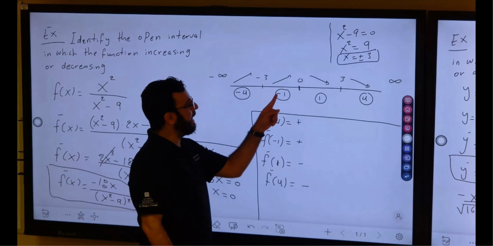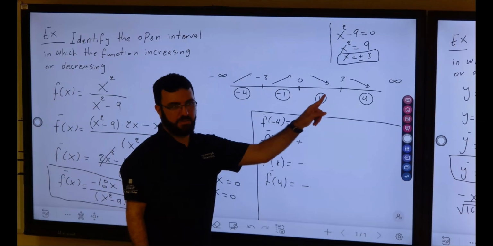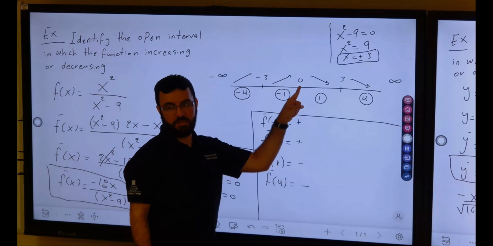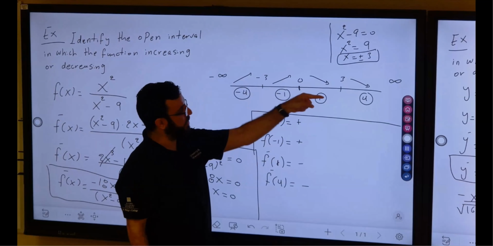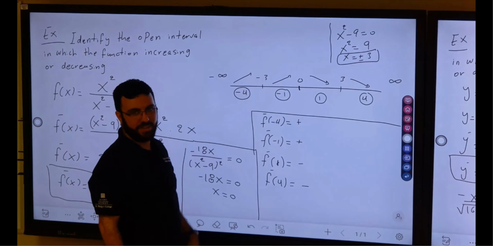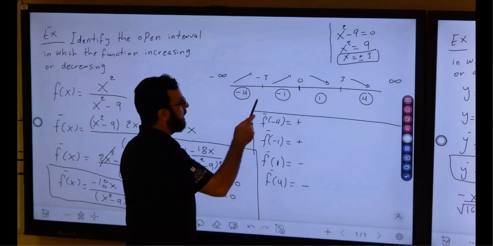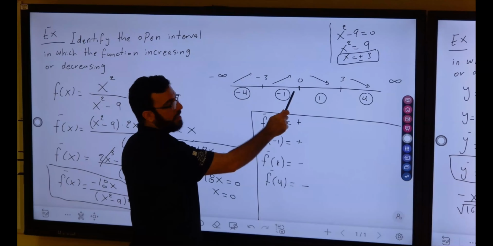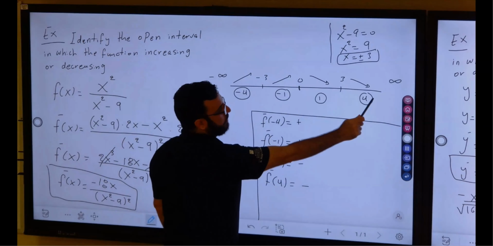So how many relative maxes do we have? We have only one relative max, because this is a max and going down. This is also increasing for this whole thing here. So the function is increasing from -4 until 0, and then it's decreasing from 0 to infinity.